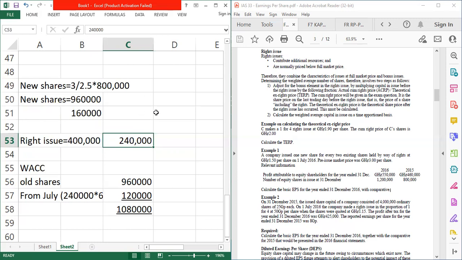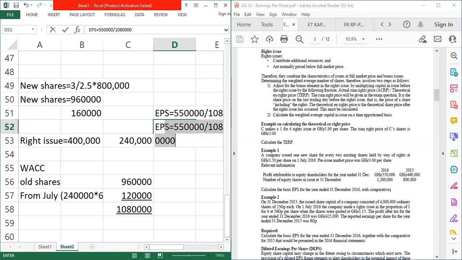All right, let's look at earnings per share for 2016. What is the earnings for 2016? 550,000. Yes. Divided by 1,080,000. Can we move on? So what are we getting? 50.9.